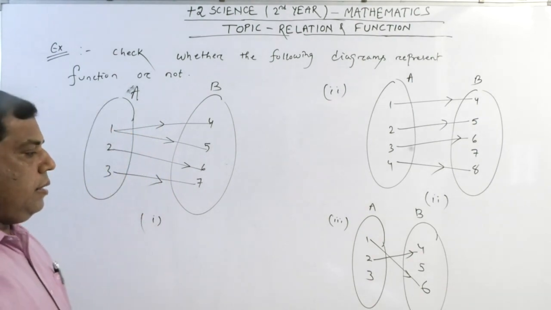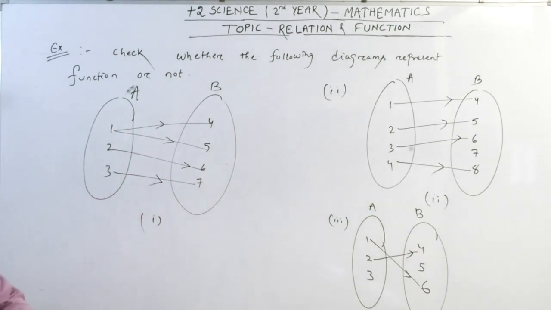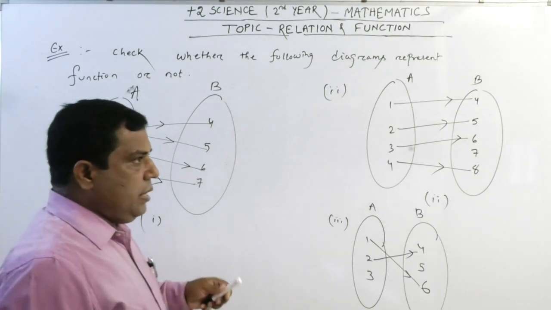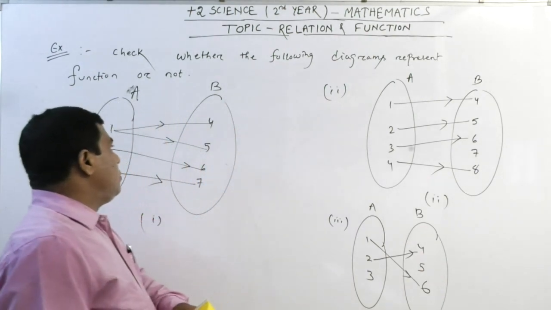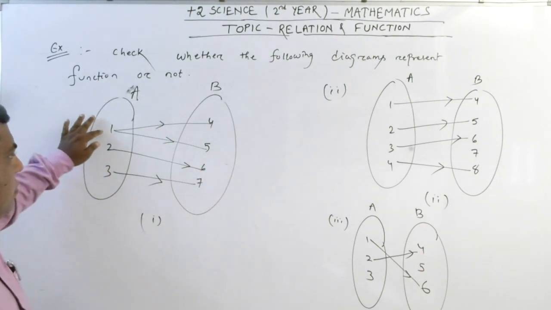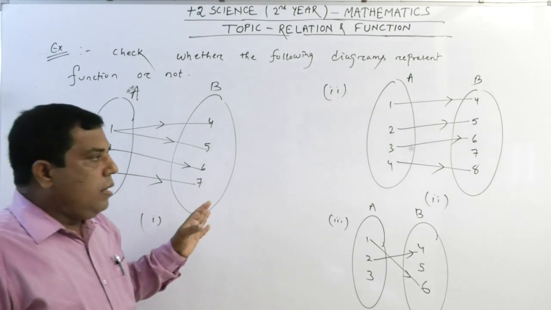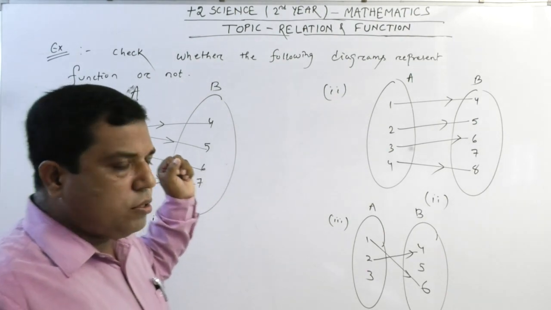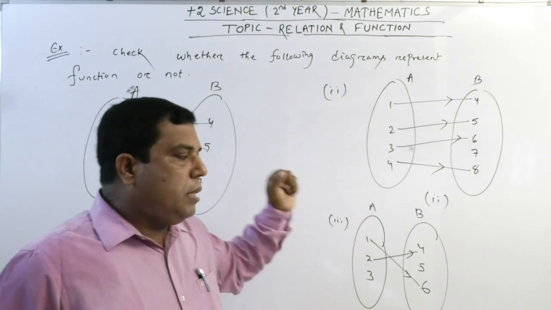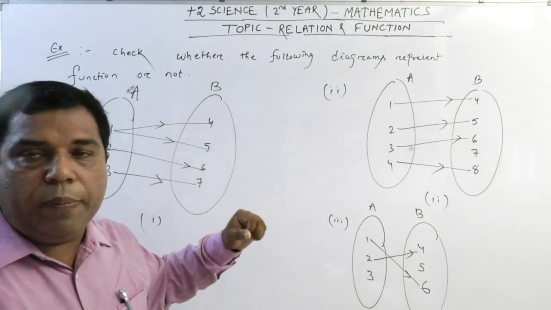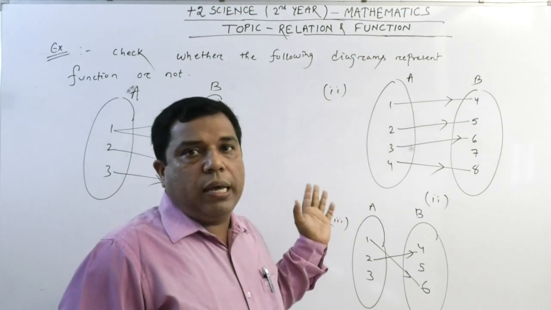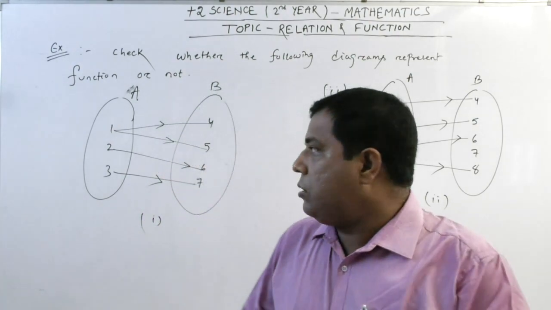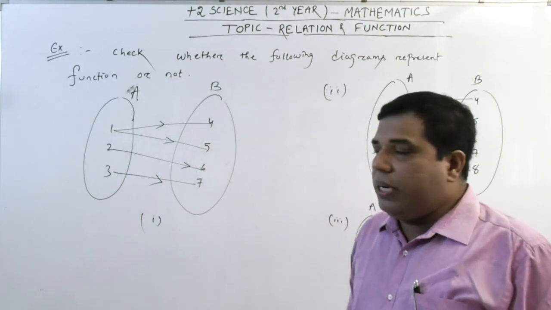Okay. So now we will check whether these relations diagrammatically represented are functions or not. Okay. So you see the first one, is it a function? Which of them are functions or which of them are not functions? How to verify, my dear students? Can you verify? Yes, I know you can verify. So please think about it.